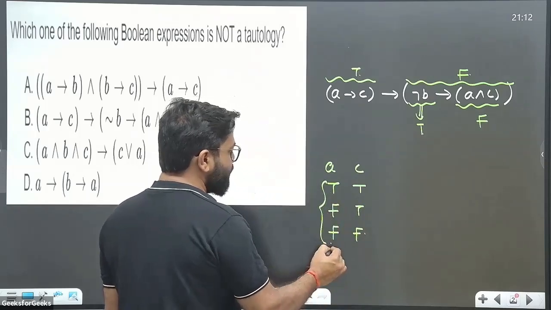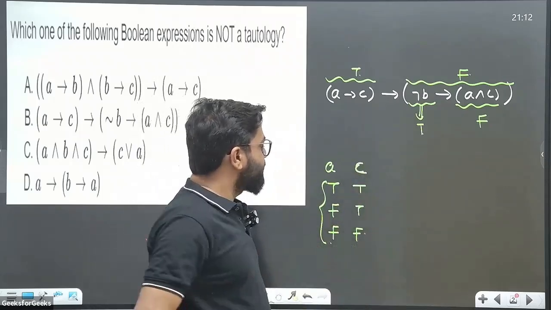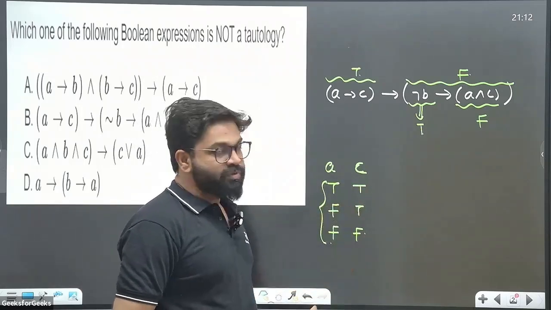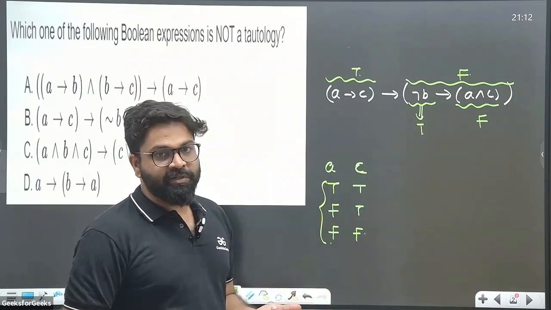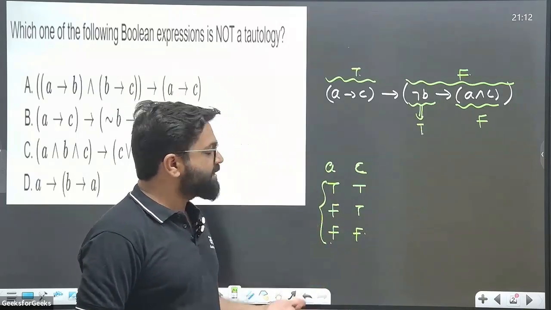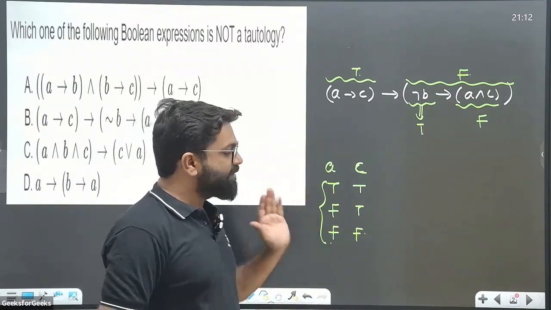So basically A implies C is true in three particular cases. That means both can be true. This is one particular case: the first one is true, the second one is true. First one is false, second one is true. This is the second case. And then the third case, the first one is false and the second one is false. So A implies C is true. Basically, it will have three cases.